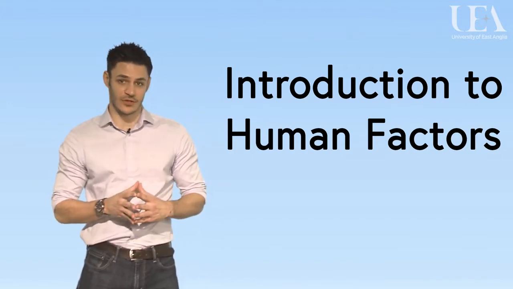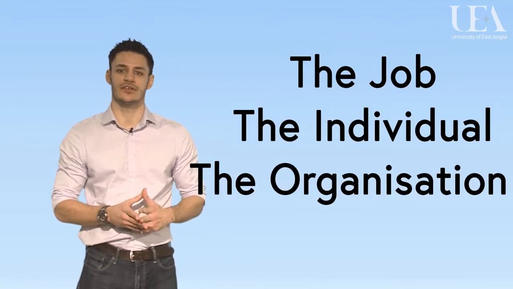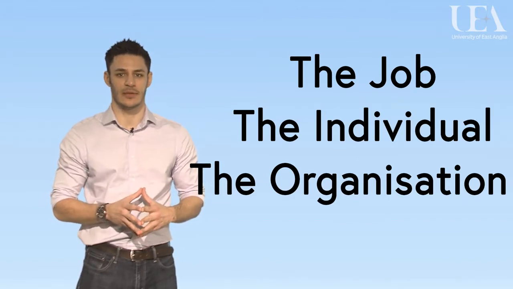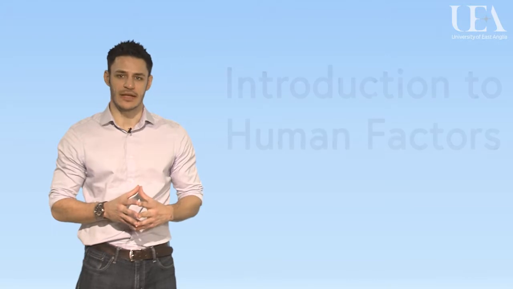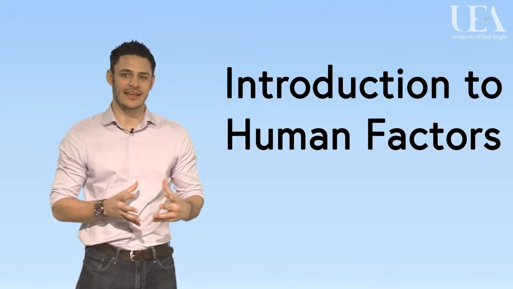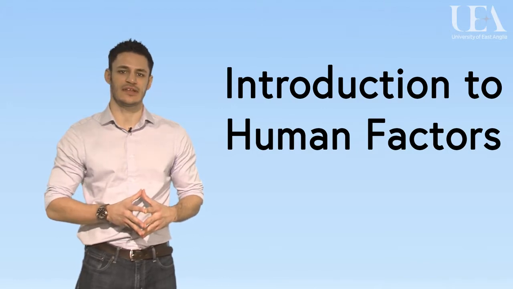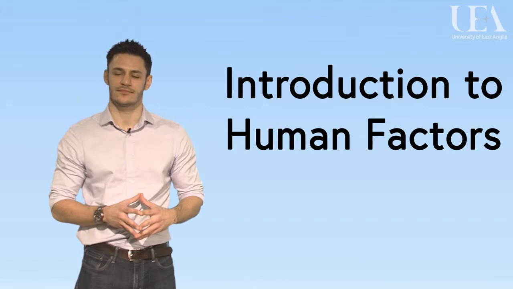A simple way to view human factors is to think about three aspects: the job, the individual and the organisation, and how they impact on people's health and safety related behaviour. Put simply, it is the study of how humans behave and interact with each other and their surroundings, and how this has the potential to lead to error and ultimately compromise safety.